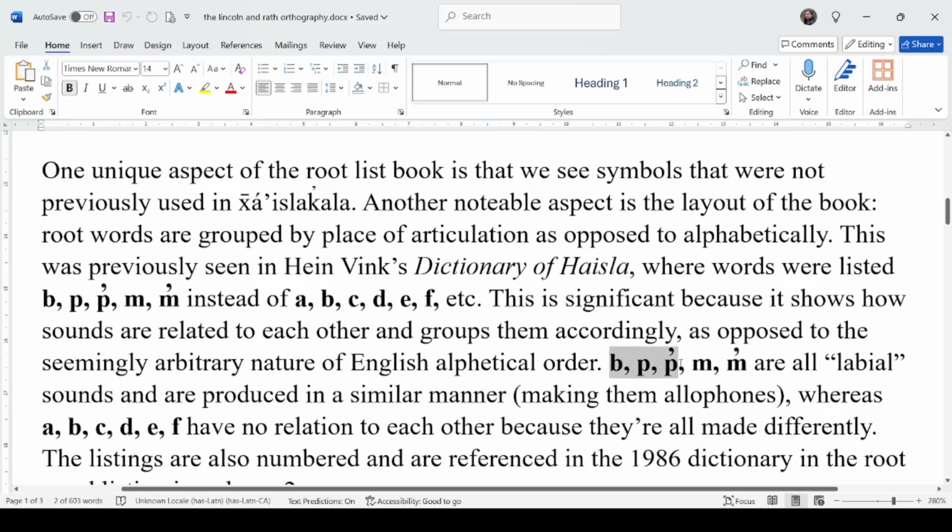With these ones, you're opening your mouth, but you're closing your lips to start off with. So that's why it's helpful to group them according to what we call a place of articulation. It just basically means where the sound is coming from.